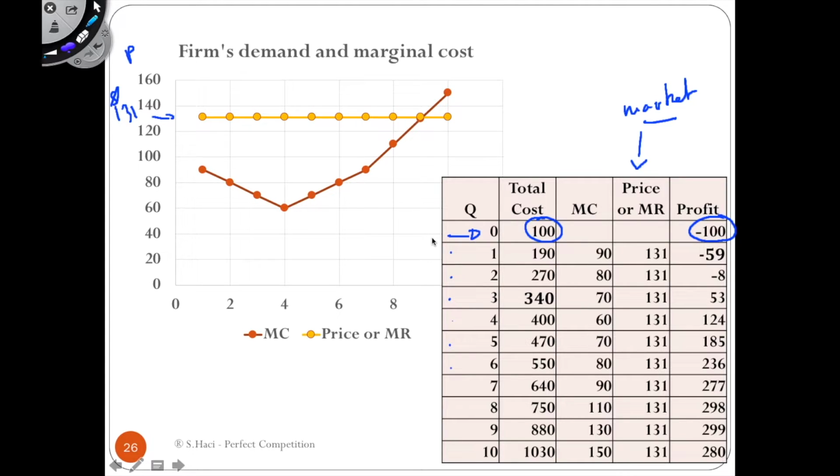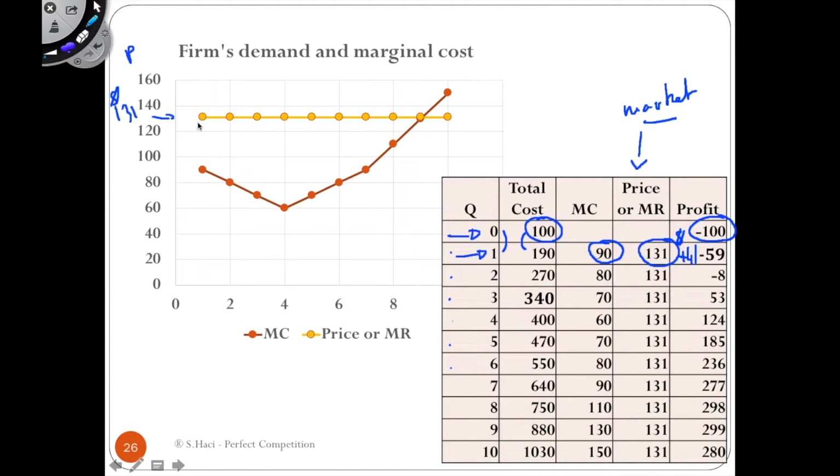Let's see what happens when you produce that first unit. If you produce one unit, your cost goes from 100 to 190, which means the change is $90 for that one extra unit. So your marginal cost is $90. You can sell this unit at $131 on the market. So on that one unit that you sell, you make an additional profit of $41, which means your profit now goes from negative 100 to negative 59. So you're improving your situation.